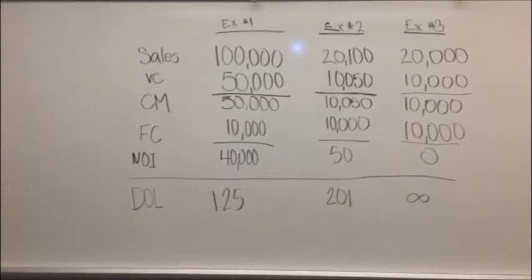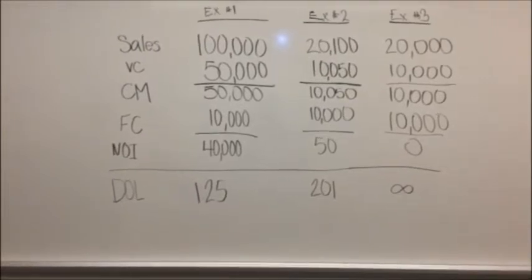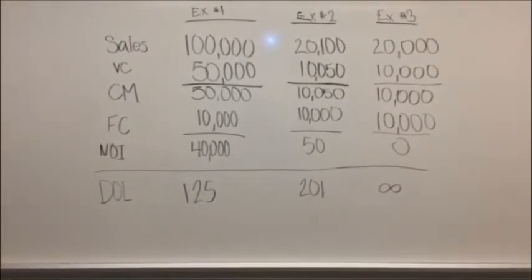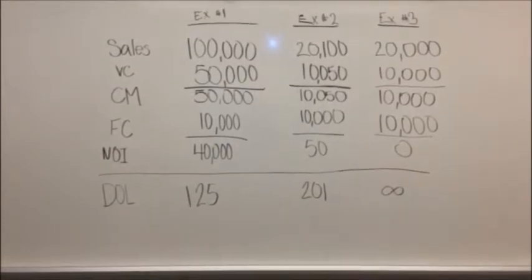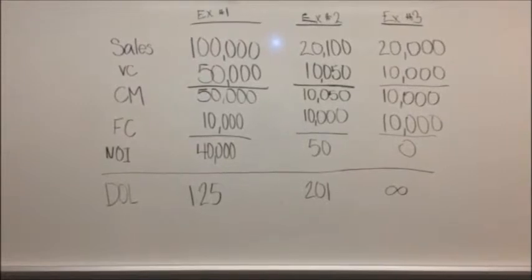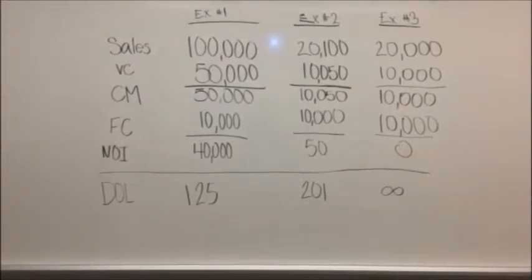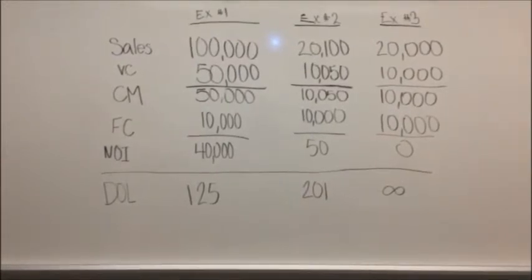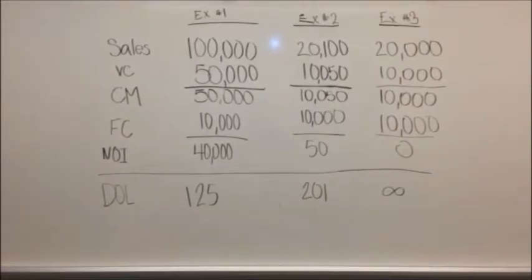This example of the Fresno State Farm shows different scenarios that will impact degree of operating leverage. To get the degree of operating leverage, you divide contribution margin, which in example 1 is $50,000, by the net operating income, which is $40,000, which comes out to a degree of operating leverage of 1.25.